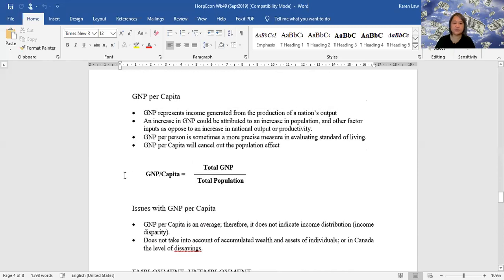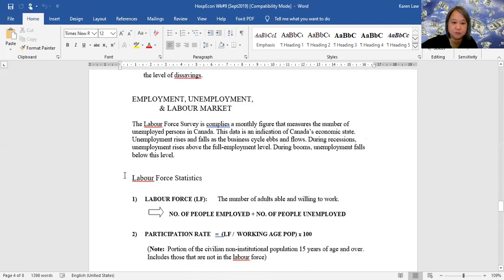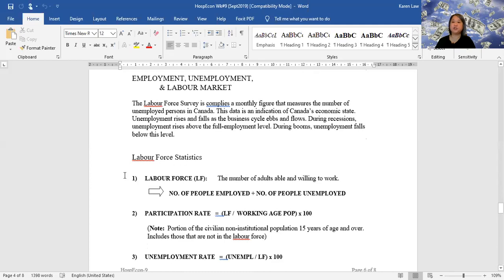Here is a calculation of GNP per capita. Whenever you see the word per capita, it means that we are looking at GDP or GNP per person. So per capita means that we're dividing the total by the population in that nation. That pretty much concludes our GDP and our GNP discussion.